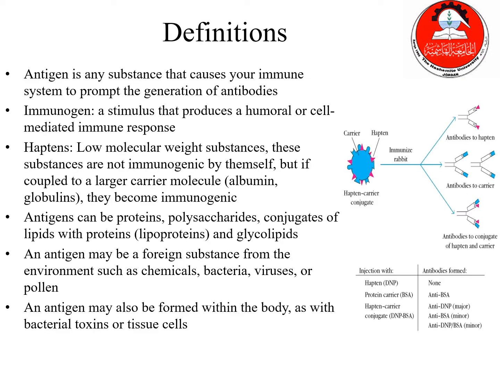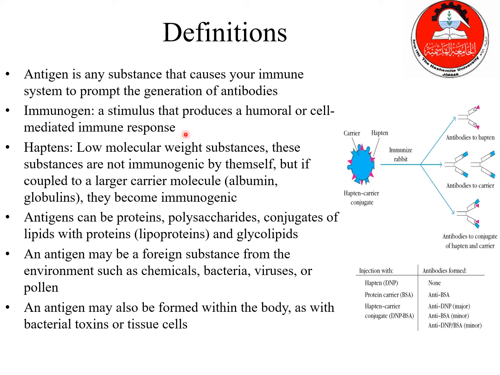So definition: antigen is any substance that causes the immune system to prompt the generation of antibody. Antigens can be proteins, can be polysaccharides, conjugates of lipids with proteins, lipoproteins, or they can be glycolipids as well. So the antigen can be a foreign substance from the environment, such as chemicals, bacteria, viruses, or even pollens.